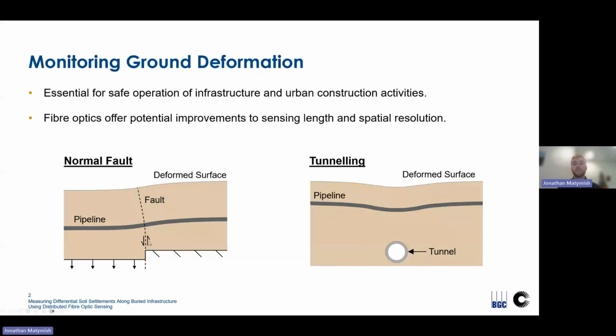However, the results are also applicable to other settlement profiles, whether that's a settlement trough here on the right imposed by the installation of a new tunnel under a pipeline. And we can also extend these results to other infrastructure scenarios. Maybe you want to monitor ground deformation along an embankment.